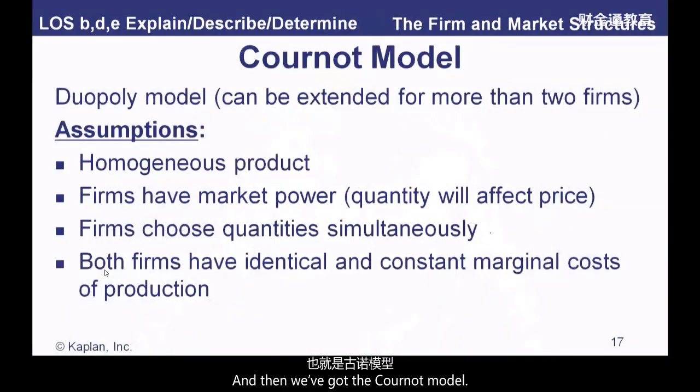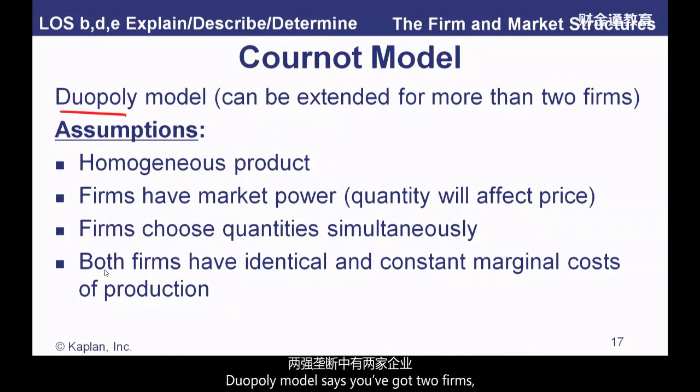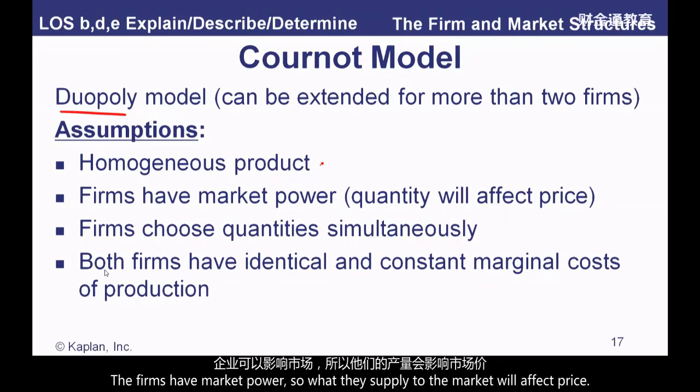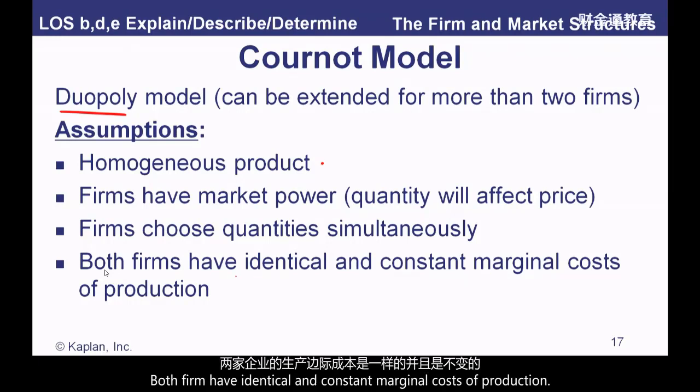And then we get the Cournot model. The Cournot model can be extended, but the classic is the duopoly. The duopoly model says you've got two firms. Obviously, extending it means you build in more. The assumptions in this model are fairly strict, fairly tight. We have a homogeneous product. The firms have market power, so what they supply to the market will affect price. Fairly standard for an oligopoly. Firms choose their quantities simultaneously, and perhaps the most restrictive here, both firms have identical and constant marginal costs of production.